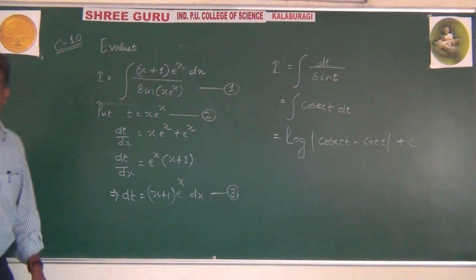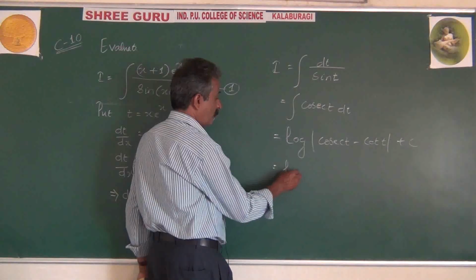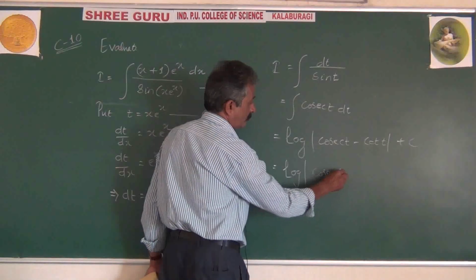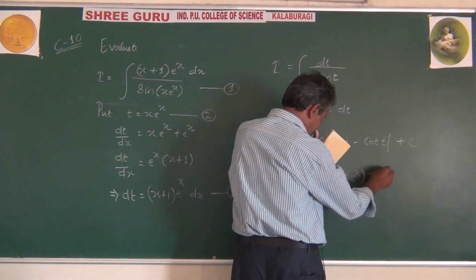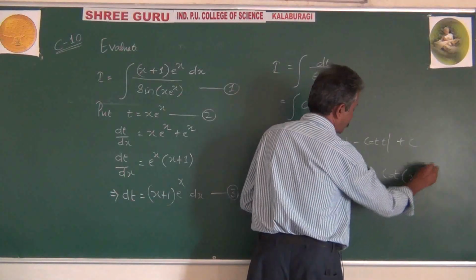And more importantly, replace back the value of t. So it is log modulus of cosec of, what is t? X e power x, minus cot of t, what is t? X e power x, plus constant.